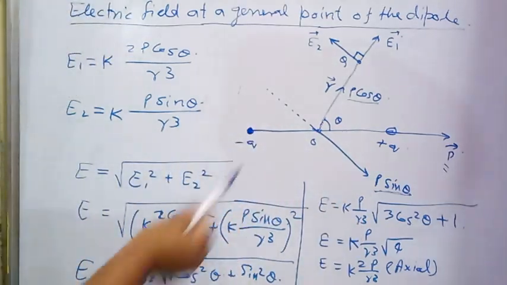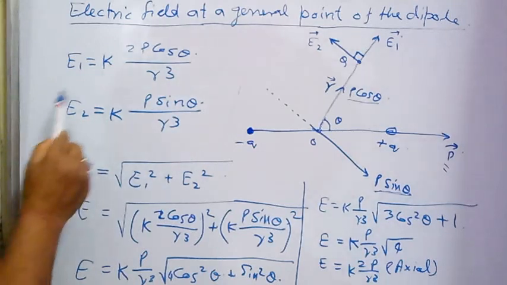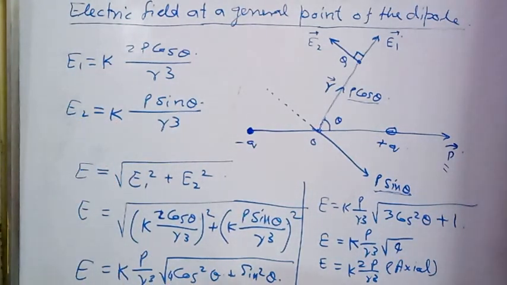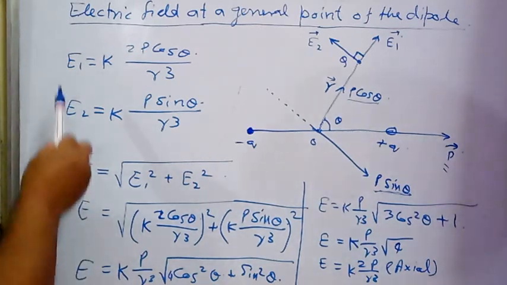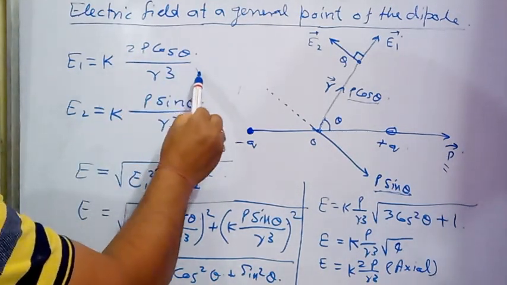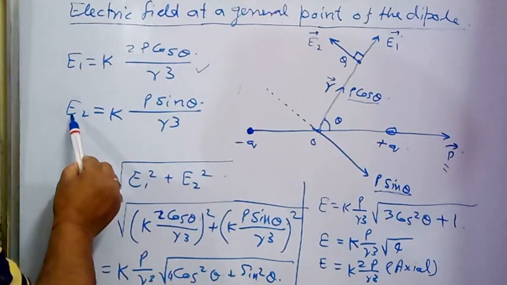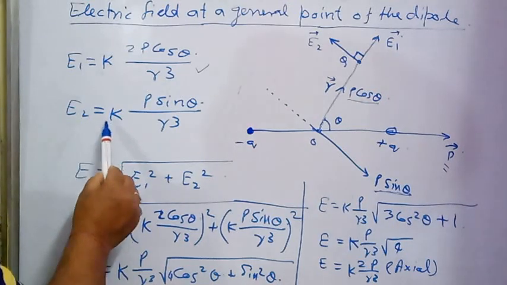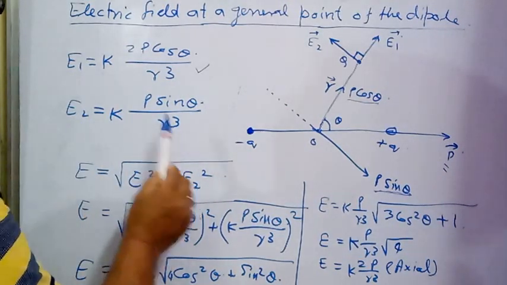So the electric field at Q due to the P cos theta component can be given by the formula for the electric field on the axial position of the dipole. E1 is equal to K 2P cos theta divided by r cubed for an ideal dipole. Similarly, the electric field due to the P sin theta component, E2, is equal to K P sin theta divided by r cubed.